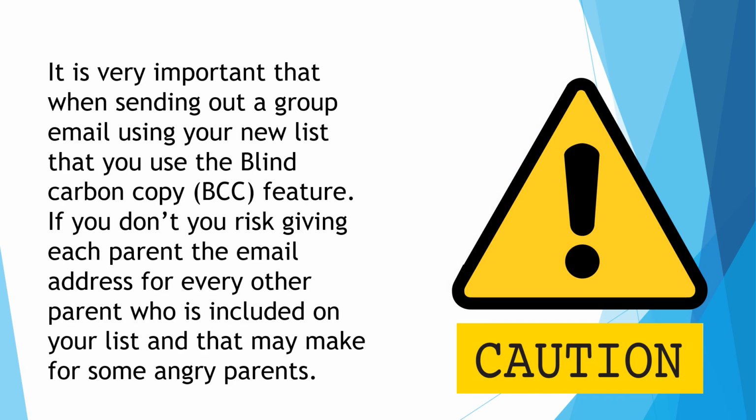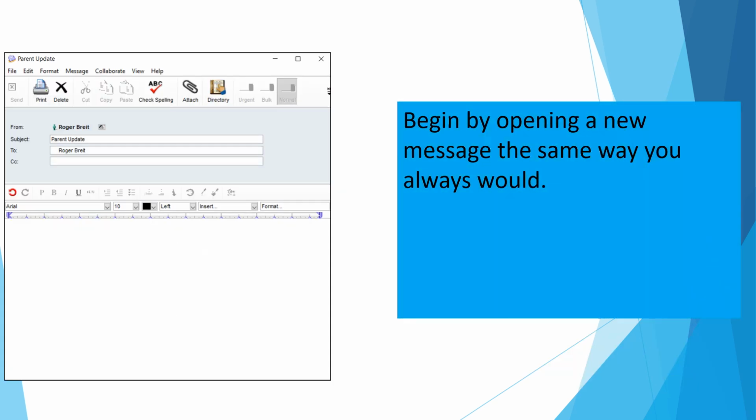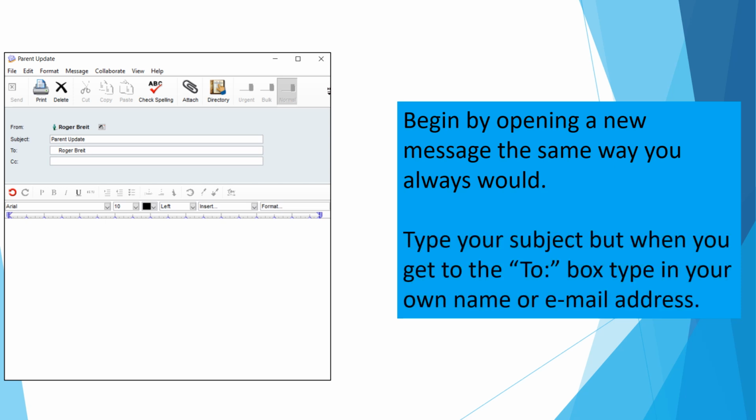It is very important that when sending out a group email using your new list that you use the blind carbon copy feature. If you don't, you risk giving each parent the email address for every other parent who's included on your list, and that may make for some angry parents. Begin by opening a new message the same way you always would. Type your subject, but when you get to the To box, or who you're sending it to, type your own name or email address.